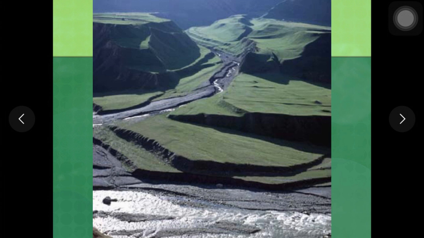You can see one live example here. These are the floodplains or terraces which have been abandoned due to vertical erosion by the river within its own channel, and the result is due to the rejuvenation.